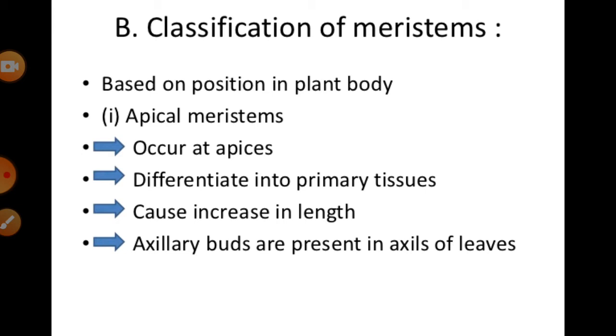And these buds are present in the axil of the leaves and capable of forming a branch or the flower. Means they can be found over there and they are capable of changing into the branches as well as the flowers. And we can say some specific regions of the apical meristems produce the dermal tissues, ground tissues and the vascular tissues.